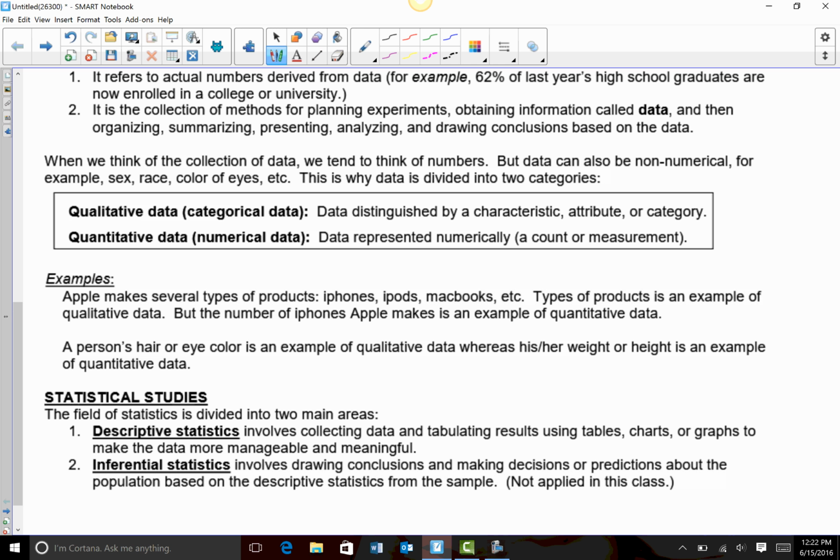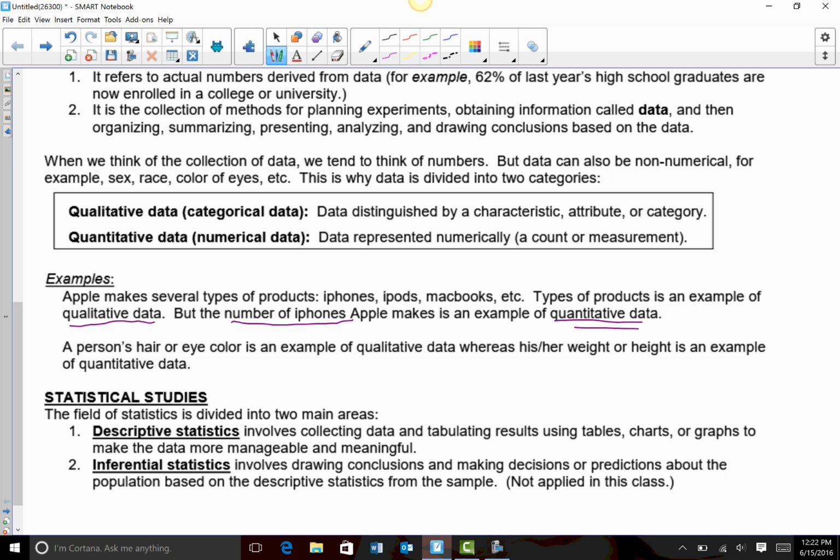Okay. One of the examples that I gave you just below that is that Apple makes products. Obviously, they make iPhones, iPods, MacBooks, and so on. The types of products that they make is the qualitative data. But then if we were interested in more the business side and interested in how many iPhones, iPods, and so on Apple makes, then that number of those products would be quantitative data.